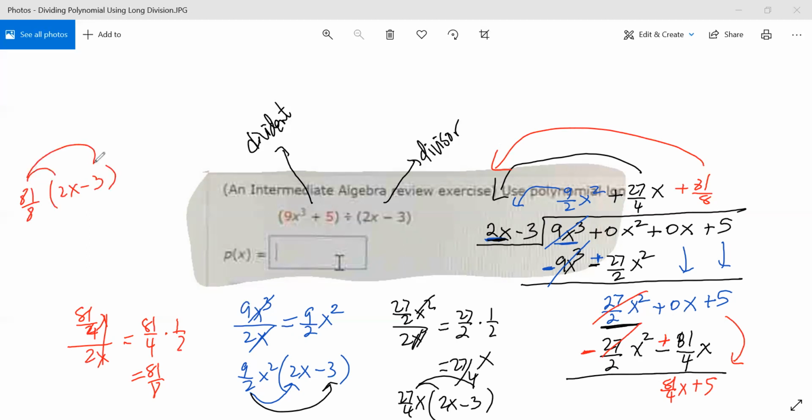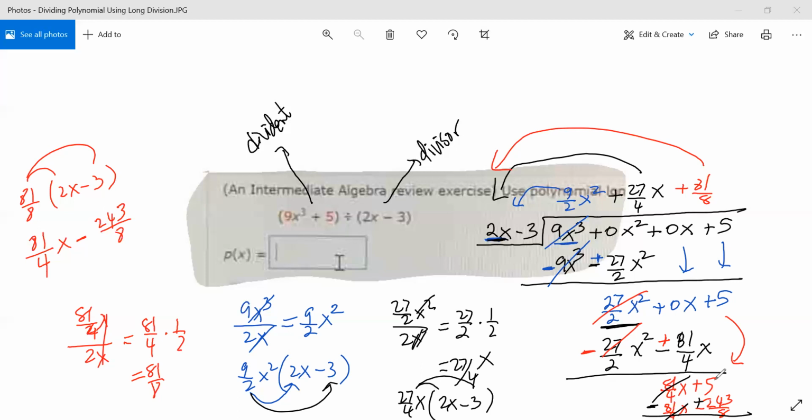So when you distribute it, this is going to be 81 over 8 times 2, so it'll be 81 over 4x, minus 3 times that, it's 243 over 8. So I will just put that right under. So 81 over 4x and then minus 243 over 8. And then change the sign and combine it. So change the sign to plus here. These 2 cancel. Now the remainder is going to be 5 plus 243 over 8.